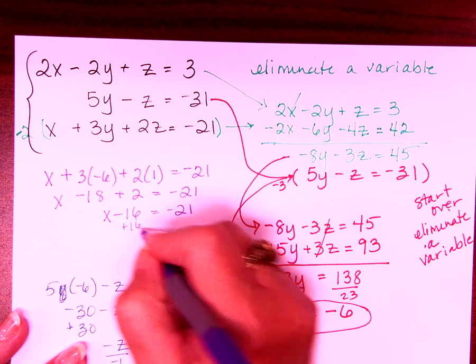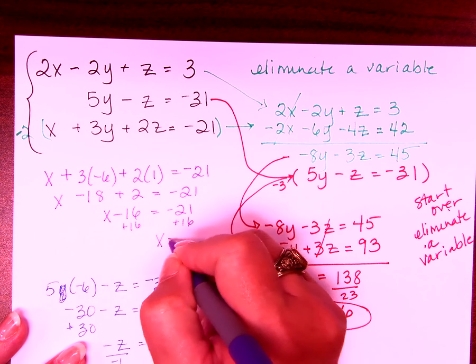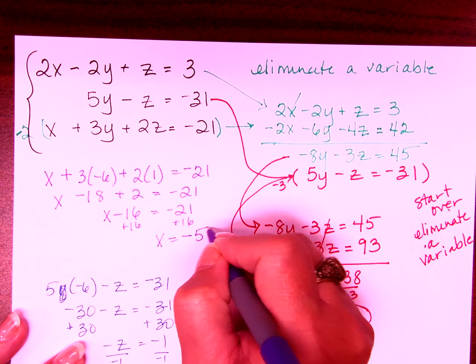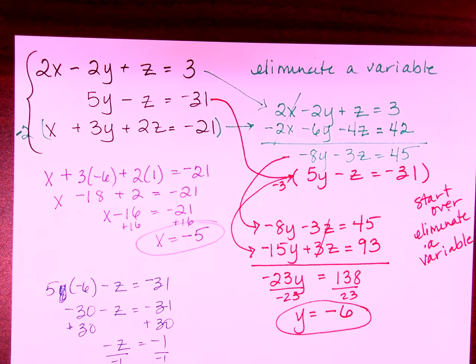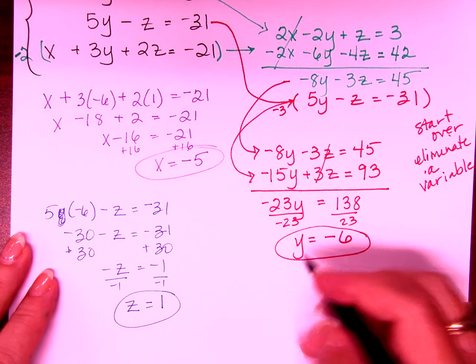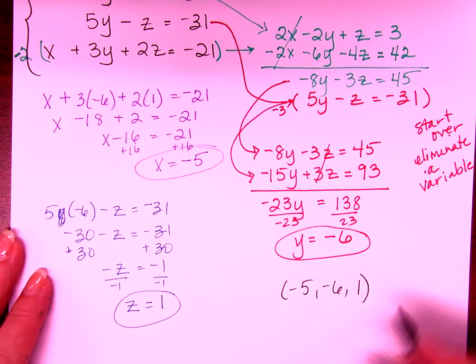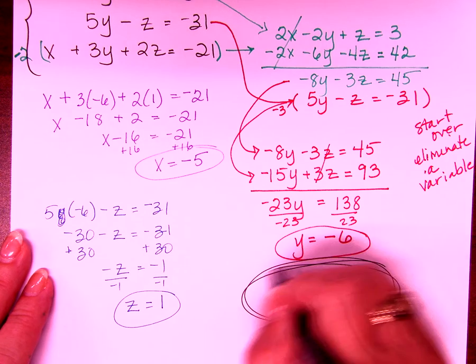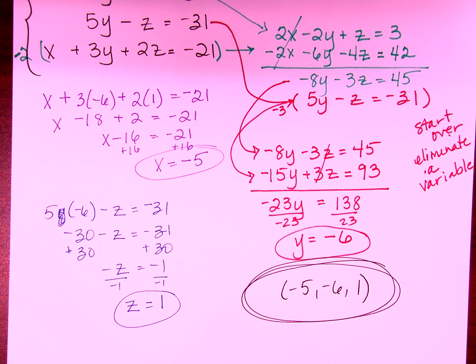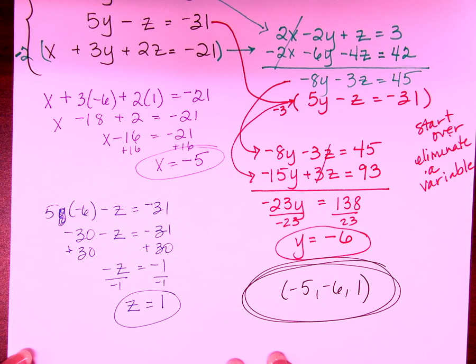So adding 16 to both sides gives me negative 5. Is that my answer? No, absolutely not. What is my answer? Negative 5, negative 6, 1. That is my answer. You okay with that? You want to do another one real quick? Okay.